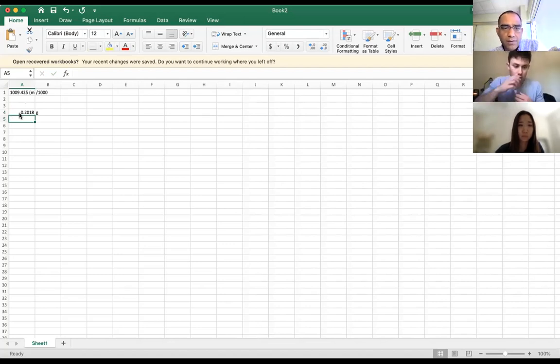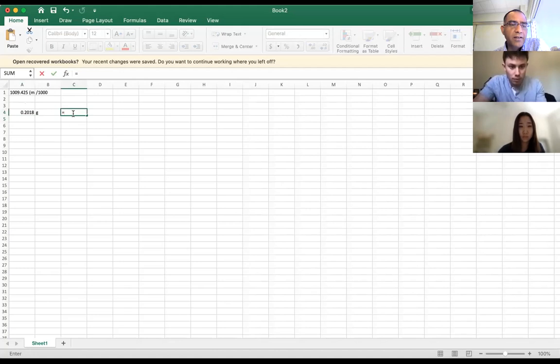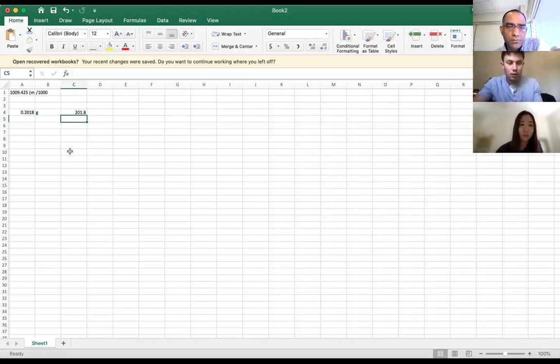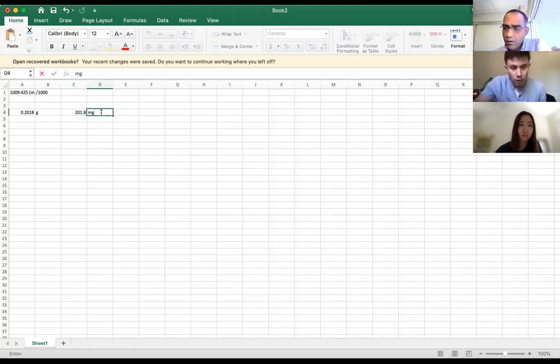So go to the next column, put equal. Take that column, select that column, multiply by 1000. So that will be milligram. You got it? Yeah, it's easy. Okay, now stop sharing and I will do my sharing now.